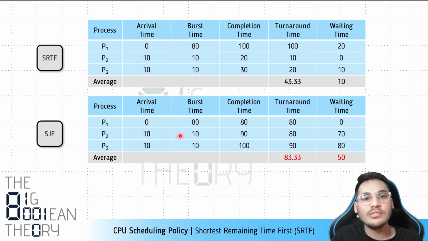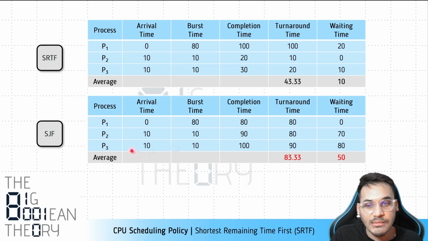So let us compare the metrics for both of these algorithms. You can see for the same example, the same number of processes and the same arrival time and burst time, these three columns are identical. For the same scenario, how do shortest remaining time first and shortest job first behave differently? You can see that SRTF has a much smaller average turnaround time, almost half. And similarly, the average waiting time is about 1/5 of the average waiting time for SJF.